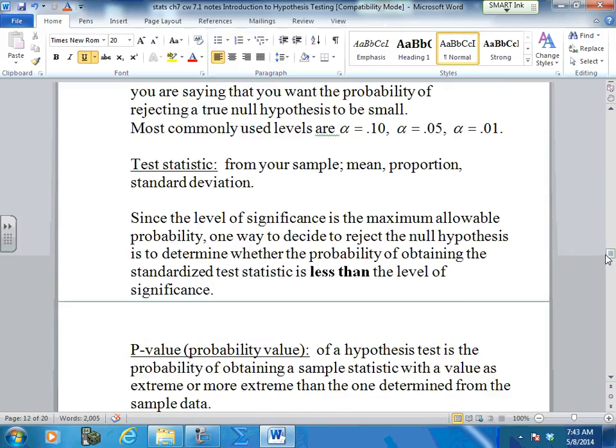Since your level of significance is the maximum allowable probability, one way to decide whether you're going to actually reject your null statement or not is to determine the probability of your z-test or your t-test. Look at your area under the curve and compare it to your level of significance. We test your p-value to your level of significance. And we'll talk about this soon, but this is how we'll test this. If it's less than our maximum allowable, we'll reject the null. If it's greater than, then we'll fail to reject. And we have a series of things that we walk through whenever we test. And I kind of put that on your chart as well.